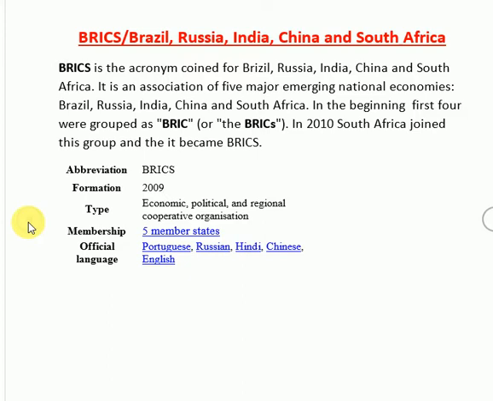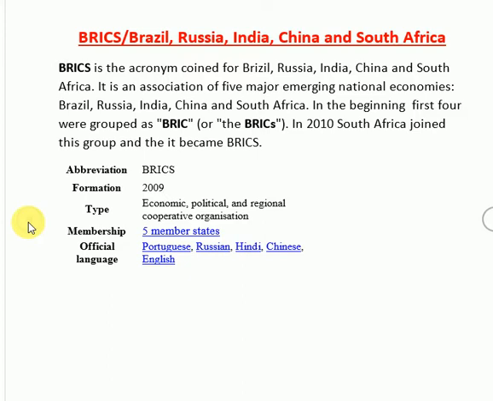But at the very beginning of this forum, when it was being formulated, there were only four countries in this group, and at that time it was called BRIC, meaning it stood for Brazil, Russia, India and China. Later in 2010 South Africa joined this group and the acronym became BRICS. From thereafter the group had five countries: Brazil, Russia, India, China and South Africa.